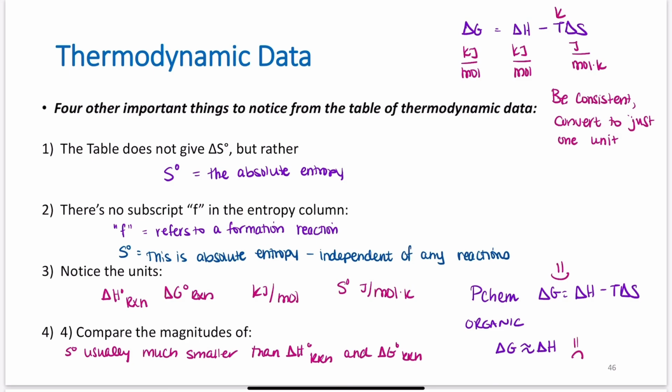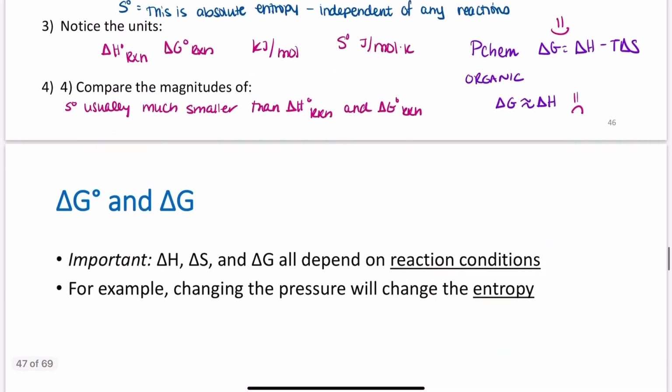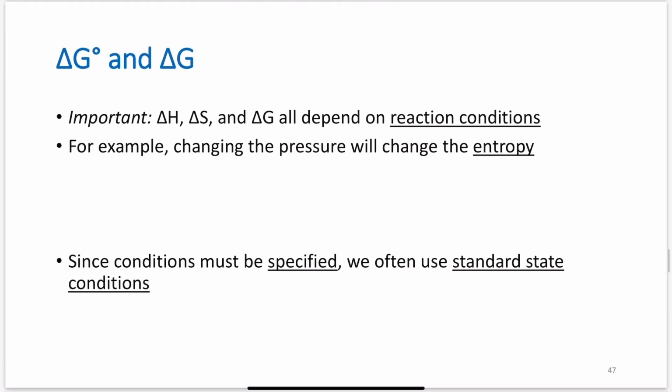The reason we can say that delta G is approximately delta H is because delta S is such a small magnitude compared to the others. So delta G and delta H are very comparable to one another, but they're not the same thing. In P-Chem, we take it very seriously to make sure that they're actually the same thing. Delta G naught and delta G: what is the difference between these? It's important to note that delta H, delta S, and delta G are all dependent upon your reaction conditions. For example, changing the pressure will change the entropy.